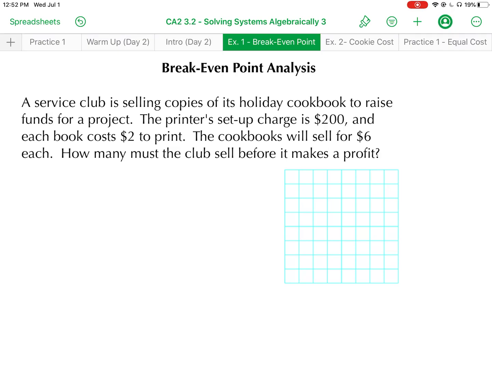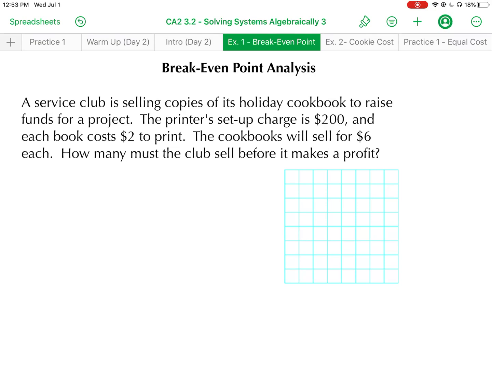This is kind of a simplistic business application where a linear system of equations would apply, okay? So read through the scenario here with me. We have a service club selling copies of its holiday cookbook to raise funds for a project. The printer's setup charge is $200 and each book costs $2 to print. The cookbooks will sell for $6 each, and we want to know how many must the club sell before it makes a profit?